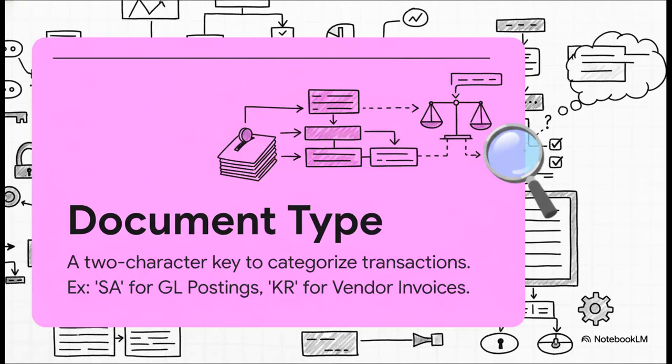Think of the document type like a tag or a label. The moment you see KR in the system, boom, that's a vendor invoice. If you see SA, it's a general journal entry. This little 2-character key is incredibly powerful. It controls how the transaction behaves, what information it needs, and even what number it gets assigned.